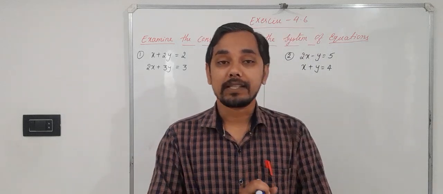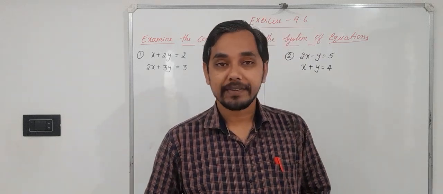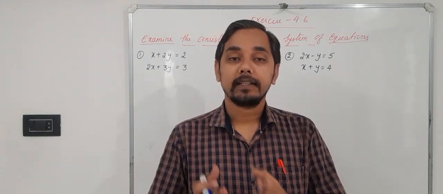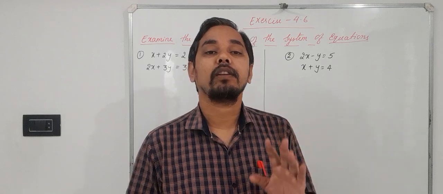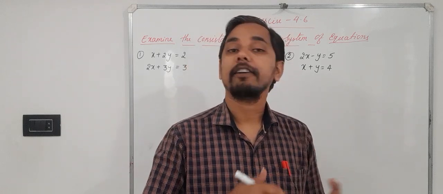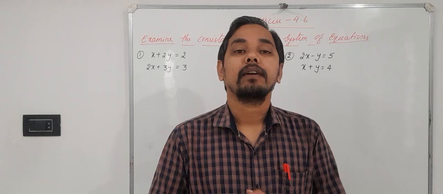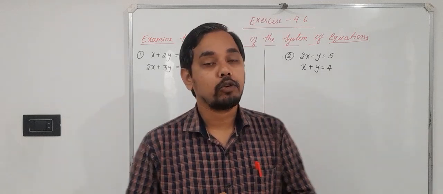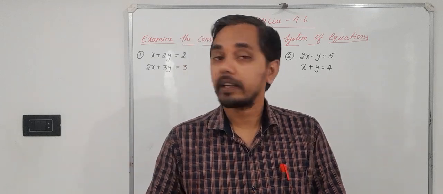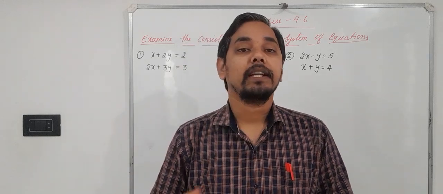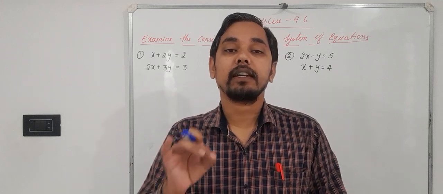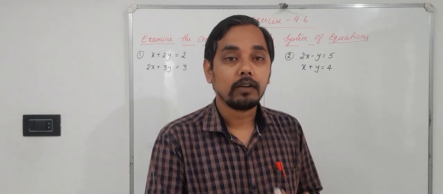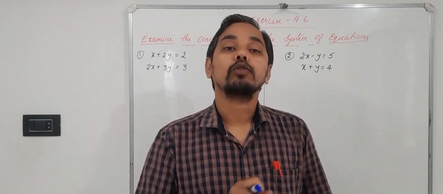So how to examine the consistency of system of equations? What do you mean by consistent system? A system which is having a solution, right? We already discussed that whichever system is having solution, either one or many, we call it a consistent system, right? So let's check whether this is having a solution. What are the methods to check whether it is having the solution or not? Here we are not asked to find the solution. We are only asked to check whether the system is consistent or no, right? Yes or no. So what are the methods?